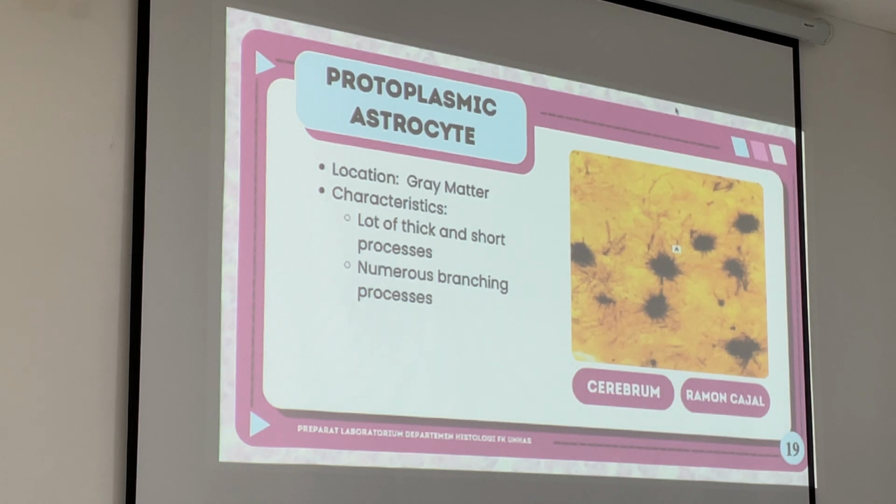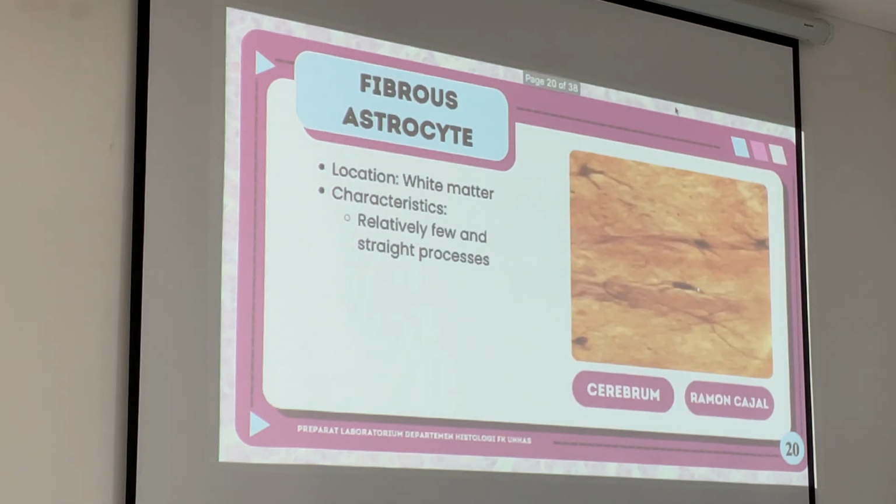Have you ever seen an urchin? In Indonesia we say bulu babi. The morphology looks like that. So this is the protoplasmic astrocyte, and the dendrite is short. And then the fibrous astrocytes. The perikaryon is squamous, so it's flat, and the axon and dendrites are long, but there are not many axons and dendrites here.